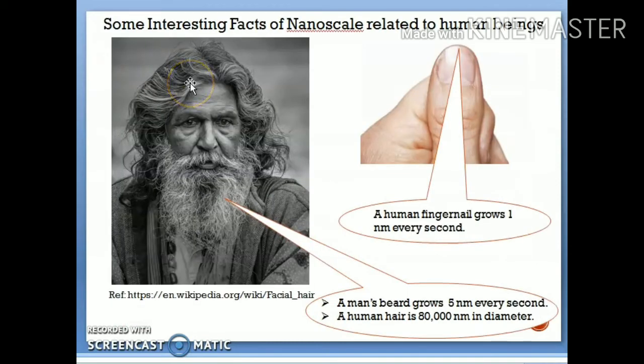So let us now discuss some interesting facts of the nanoscale related to human beings. A man's beard grows around 5 nanometers every second, and human hair is around 80,000 nanometers in diameter, as we discussed in the previous table. And the human fingernail grows around 1 nanometer every second. So these are some interesting facts related to human beings.